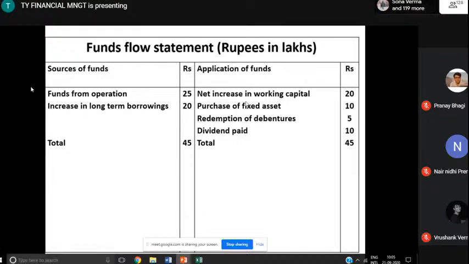Where did we find dividend paid? Sorry? Where did we find dividend paid? Tell me, when you pay the dividend, you are a corporate. You are running a company of your own. When you pay the dividend, what will happen? Your business cash balance or bank balance decreases or increases? Decreases. Therefore, it is an example for application of fund. Say it is an example for application of fund.